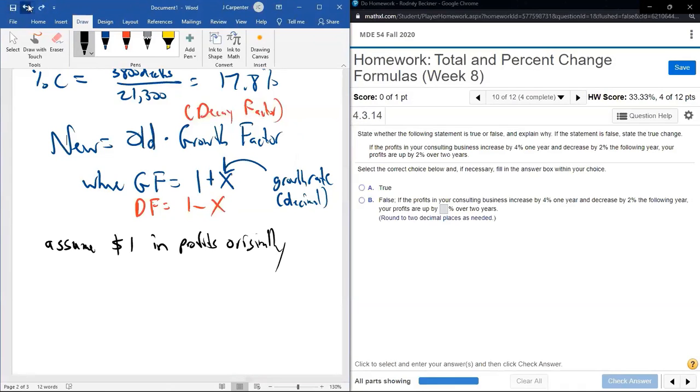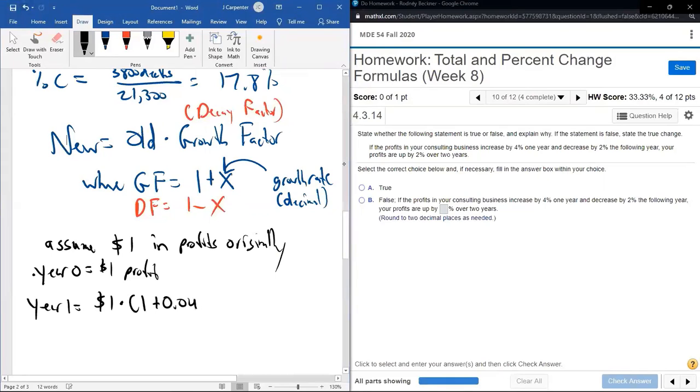So your profits in the consulting business increase 4% 1 year. If we say year 0, we have the $1 in profit. Then year 1 would be the old, which was the $1, times the growth factor. Now a growth factor is 1 plus the x, but not as a percent, as a decimal. That's this 4%, but we need to convert 4% to a decimal, which is 0.04.